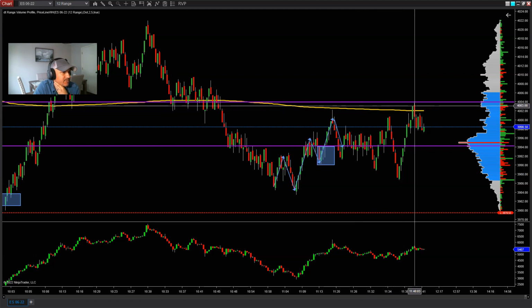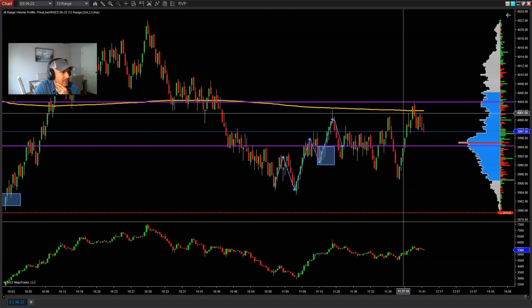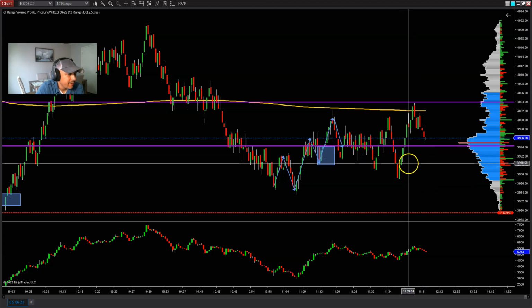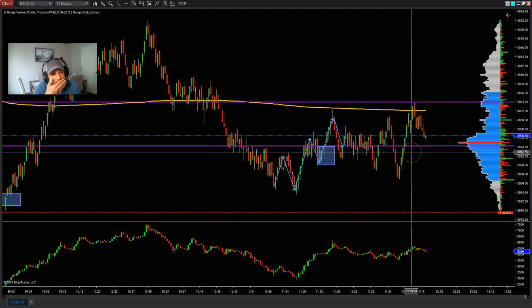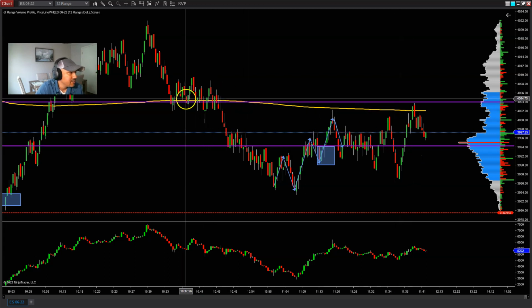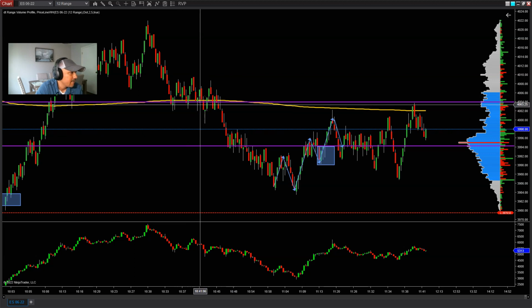Price made a high right here. I'm gonna wait. It could come down here, but we'll see what happens. It's rejecting this area right here for sure. This is an area of supply sitting right here on the 12 range. So it's rejecting that area there.